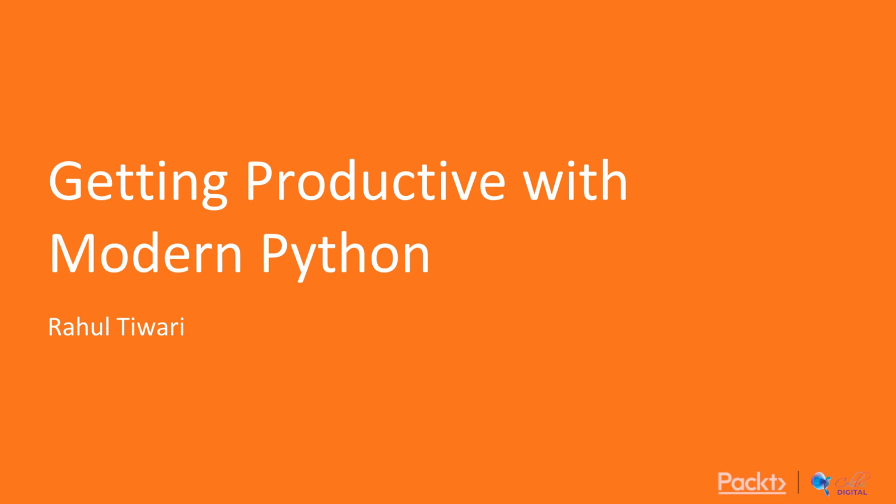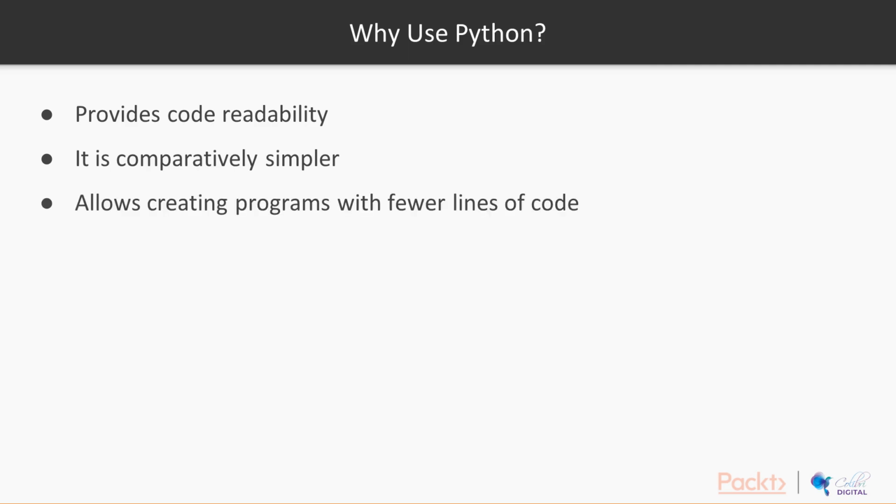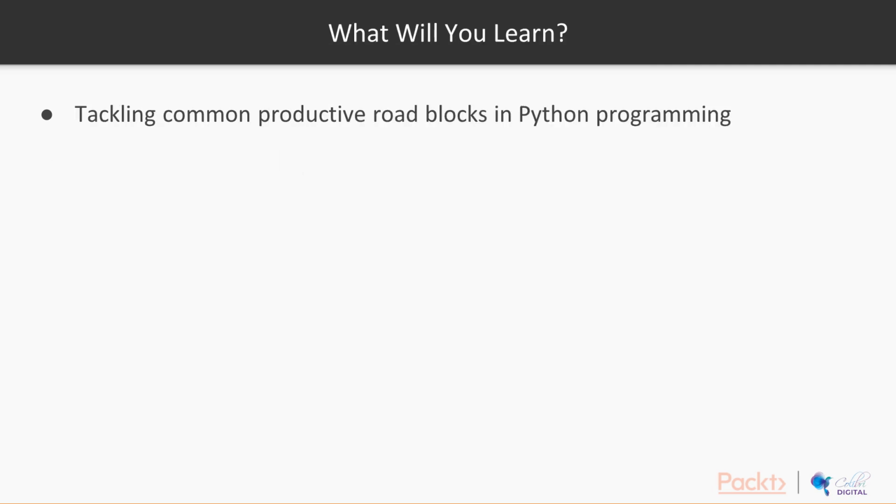In this course, we are going to talk about getting productive with modern Python. Python is simple but is not easy to learn. Modern Python gives you code readability using indentation and white space to help you create code blocks. Being simpler than C++ or Java, it is high level, allows programmers like you to create logic with fewer lines of code. In this course, we will follow a problem solution format to tackle common productive roadblocks in Python programming.